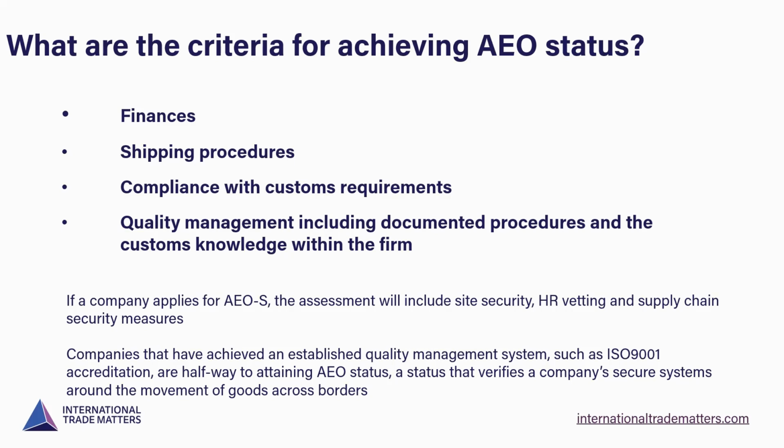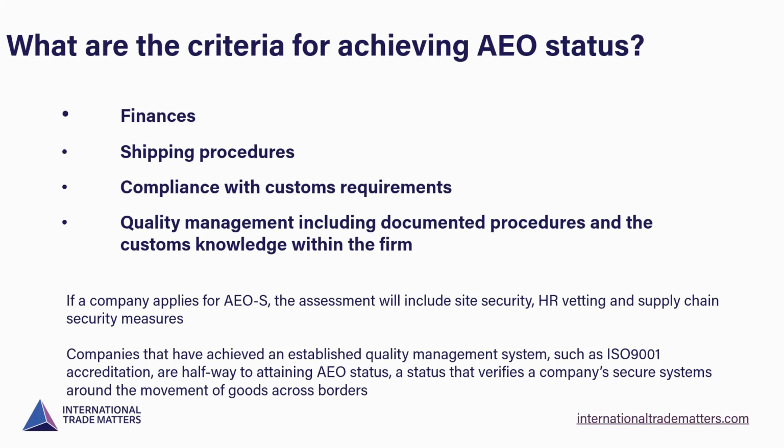Make sure you have some written shipping procedures. If you're not sure what procedures you have in-house, this is where your AEO authorization process will help you to identify those shortcomings, where you can put procedures in place to cover those functions. Compliance with customs requirements. Again, looking at how you interact with your customs agents and HMRC to see who does what, and to streamline and improve the process.